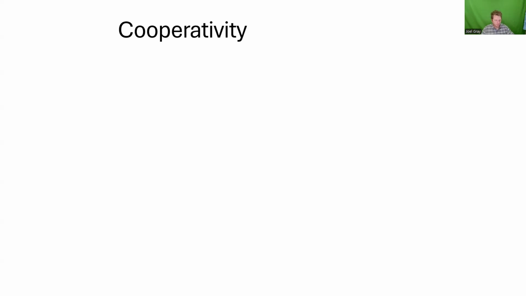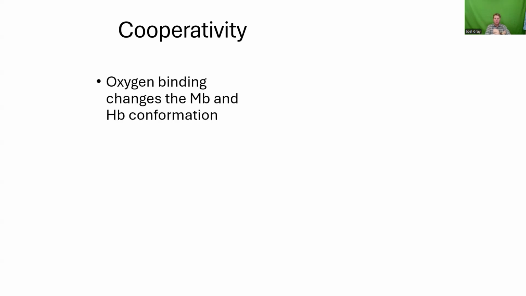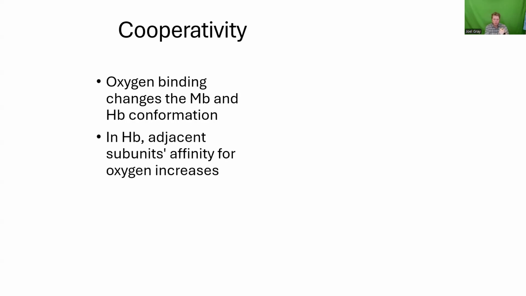Okay. Now, I know that this is kind of a tough bunch of material. We're going to review it and you'll have the practice exam, so you'll have a sense of what sort of questions I'm going to ask related to this. But let's proceed. Oxygen binding changes myoglobin and hemoglobin conformation. Okay, great. Now, in hemoglobin, adjacent subunits' affinity for oxygen increases.